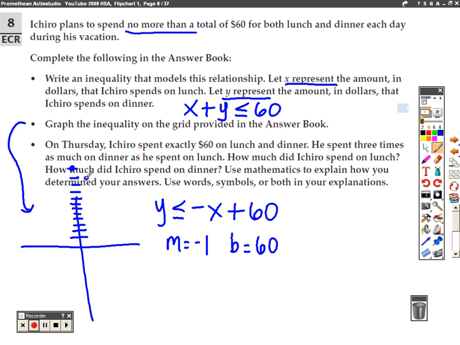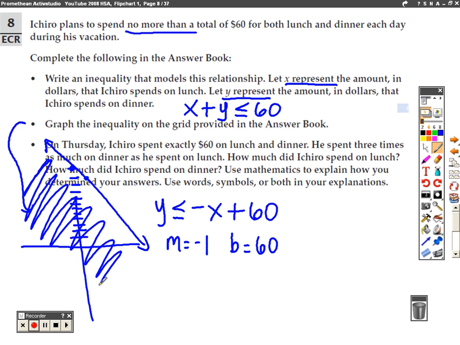Since I have an equal to in my inequality, I'm going to make my line solid. And then the last thing I would have to do is to do some shading. Because Ichiro wants to spend less than this amount, we're going to shade below, because when it's less than, we shade below. When it's greater than, we shade above.